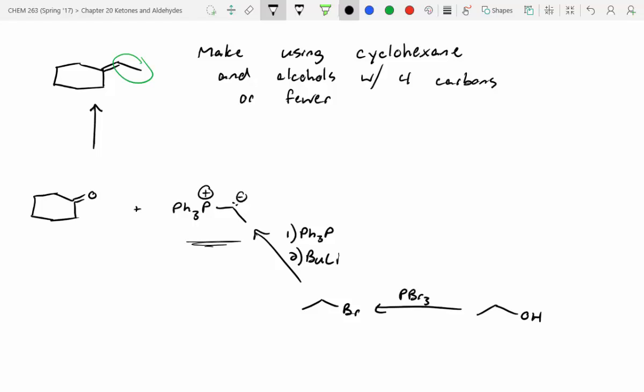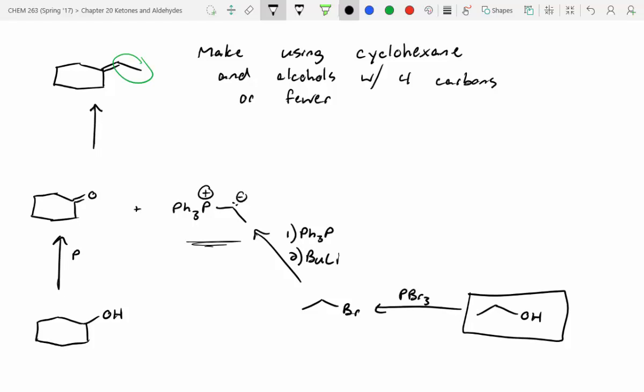HBr is just such a strong acid. If you have any sort of acid functional group or acid-sensitive functional group, it'll mess with it. So we'll do PBr3. All right, I think we're on track. We've got this as one starting material. Now let's work backwards. How can we make this ketone? Yeah, we could oxidize an alcohol. So cyclohexanol.